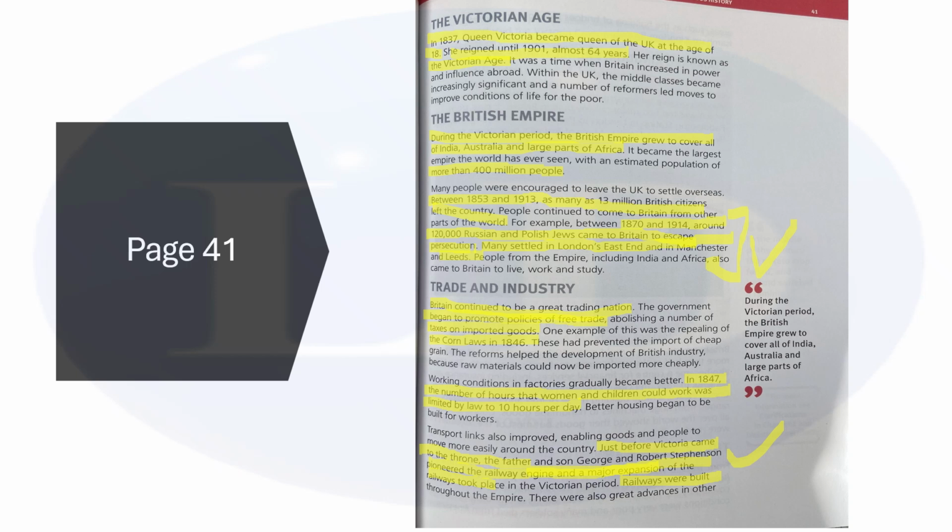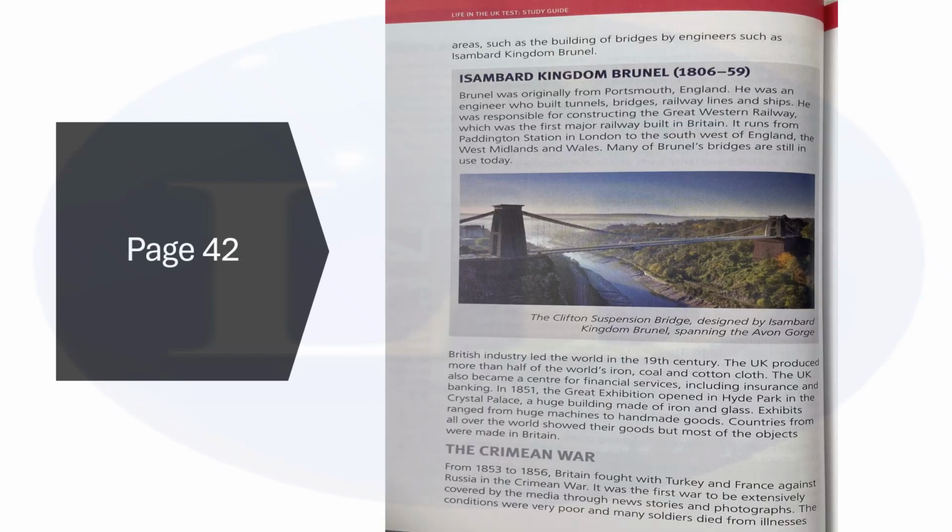And there were also great advances in other areas, such as the building of bridges, and engineers such as Isambard Kingdom Brunel. So we will be talking about this. They were very, very expert in building bridges and in railway. So these two things expanded the British Empire to a greater extent, because whenever you want to reach somewhere, you need better transport. And obviously, if there is a river in between, if there are valleys, and if you have bridges, you can reach the corners of the world where others cannot.